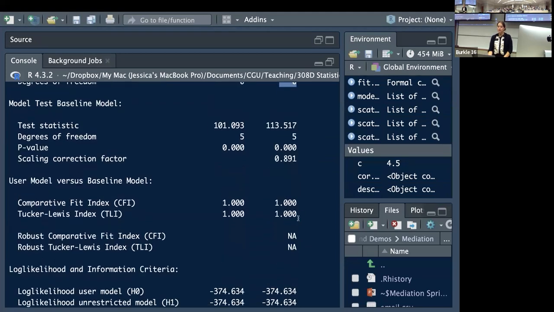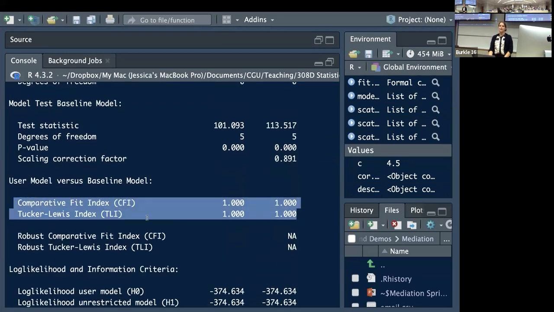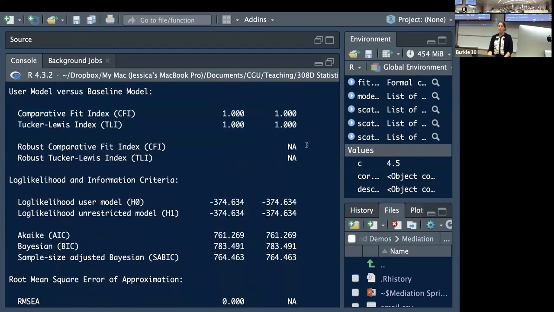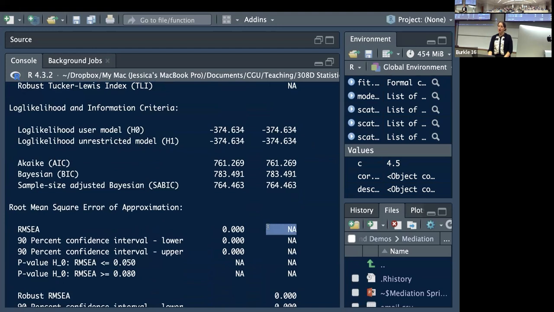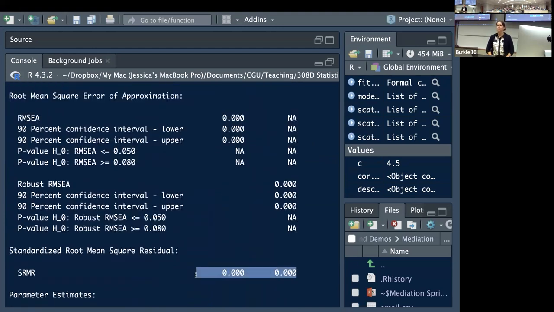It will give you BS, CFI, and TLI. Don't be like, yay, it fits. It doesn't. It's automatic. No CFI robust. Those are your actual ones. No TLI, no SRMR. So you just can't report model fit here, right? You have to say, because the model was just identified, model fit indices are not available.